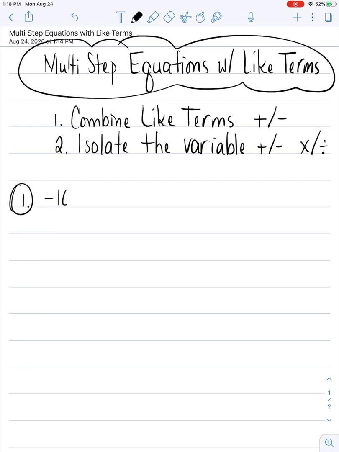So first we have negative 10x plus 9x equals 12. We still split the equation at the equal sign, but this time we're going to look on each side to see if we see like terms. In this equation, I do see like terms on the left-hand side. I see negative 10x plus 9x. And we either add or subtract, whichever we need to do to combine. So negative 10x plus 9x is negative 1x equals 12.